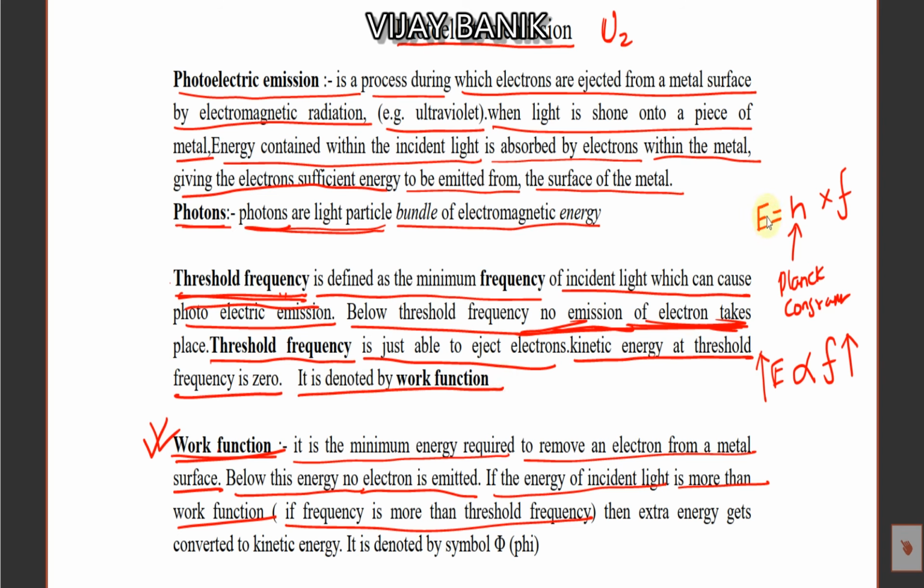You have to know that energy is directly proportional to frequency because this is constant. This is known as Planck's constant. It has a value; I'm going to mention the value later on. Now what I was saying: if the energy of the incident light is more than the work function, that means your frequency is more than the threshold frequency. So remember, if frequency is more, your energy is also more. So when your frequency is more than threshold frequency, your energy is more than work function. Then the extra energy gets converted to kinetic energy. It is denoted by the symbol phi.